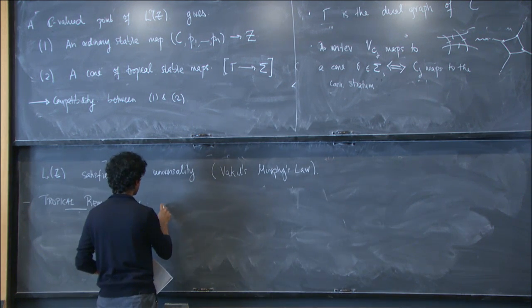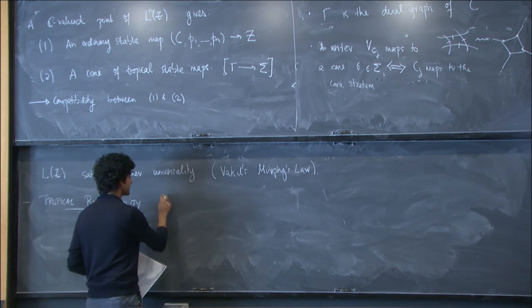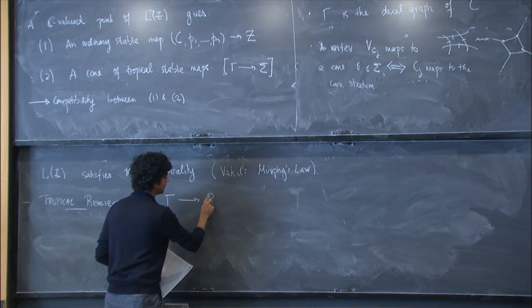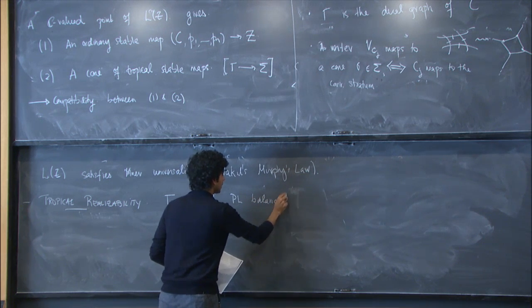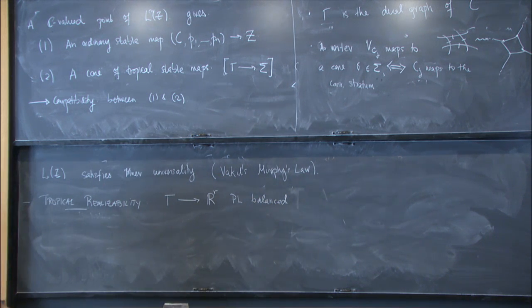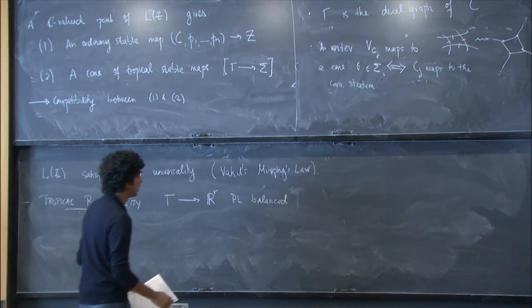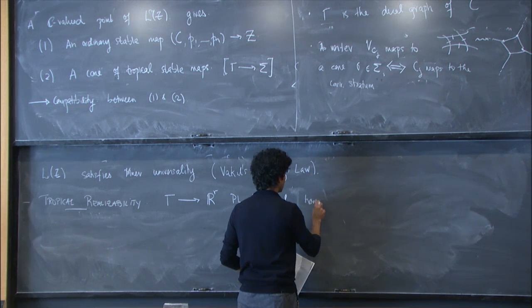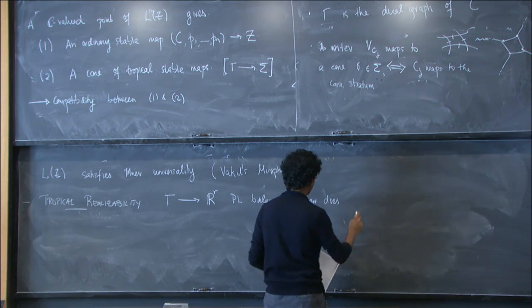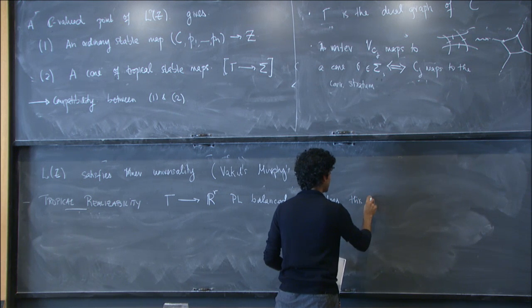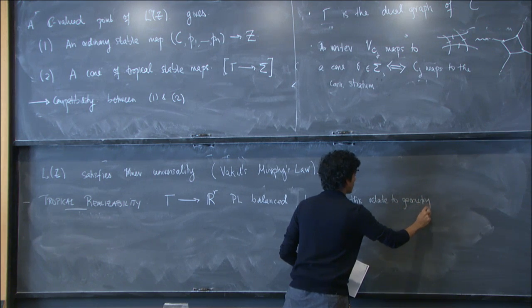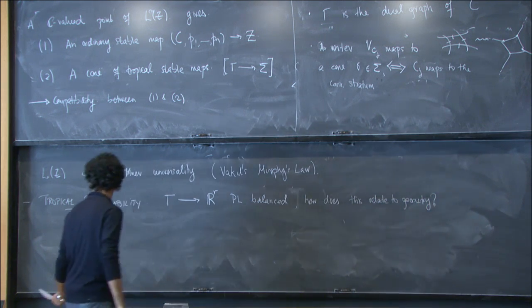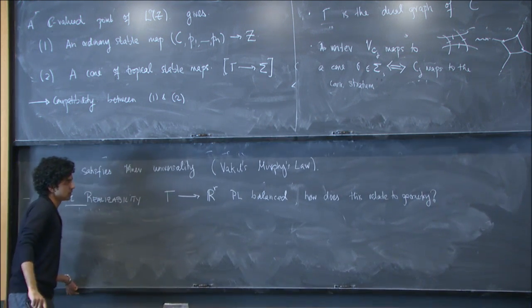So the basic question is this. How do tropical curves arise? If I give you a piecewise linear balanced map from a graph into R^n, something like the picture that I drew, how can such a thing arise? How does it relate to geometry? So let's remind ourselves of this.